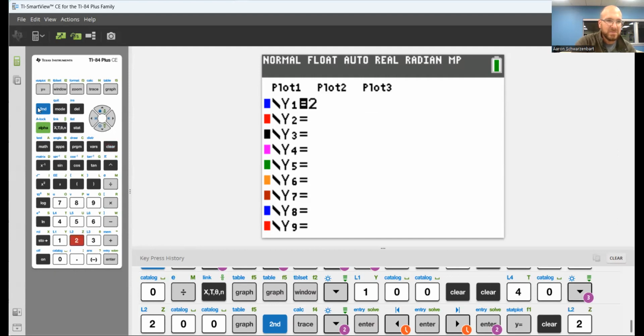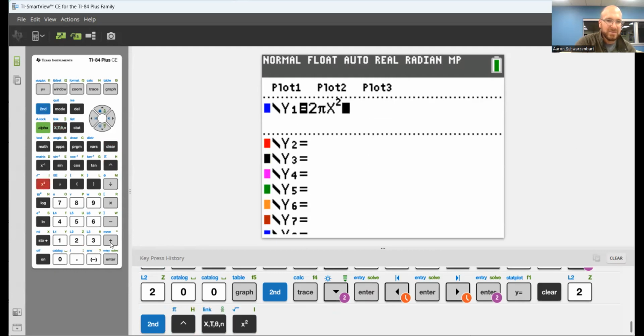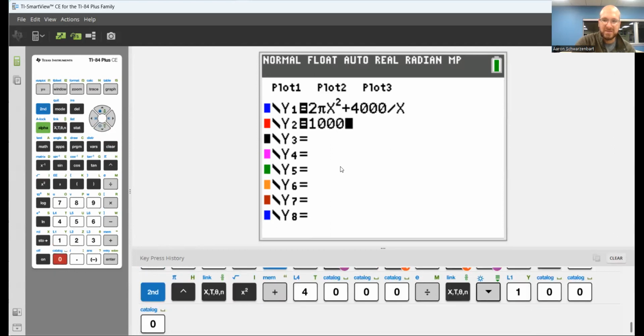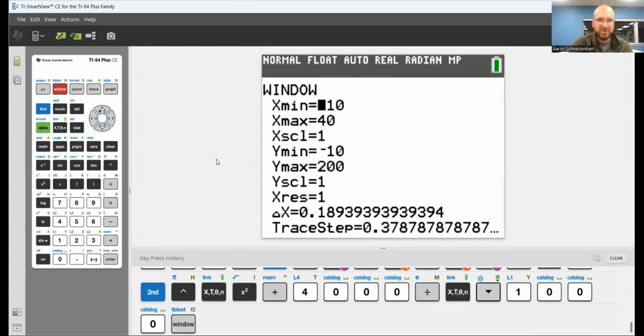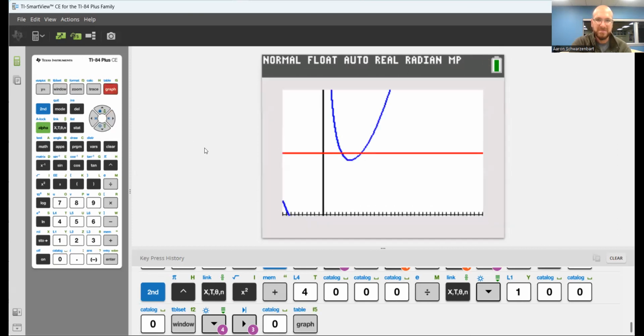Two pi x squared plus 4,000 divided by x. And then we're going to do just 1,000 here. I'm just going to go to my window right away. That's probably plenty for x. If I'm looking at an intersection at 1,000, I need this y max to be at least 2,000. And I didn't need to go quite that far.